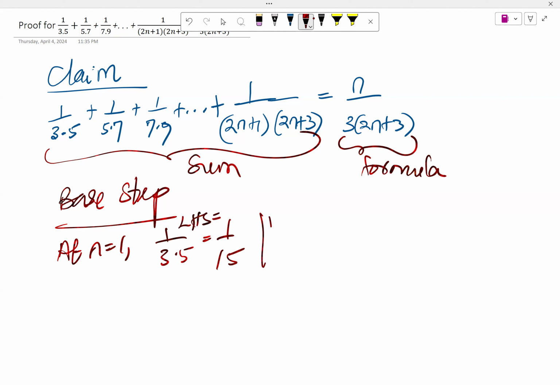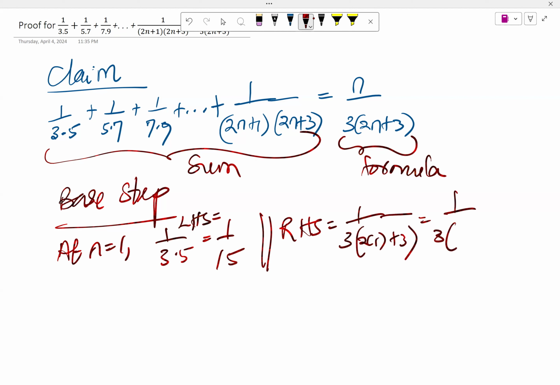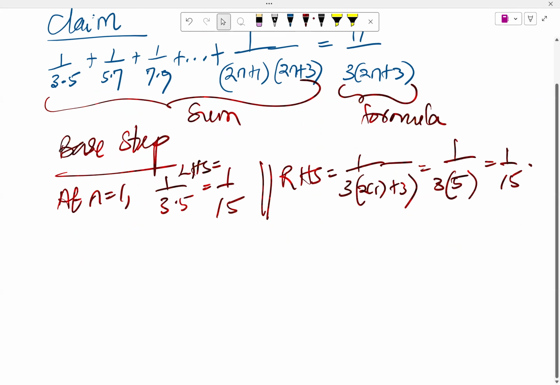On the right-hand side, n is 1, so you have 1 over 3 into 2 times 1 plus 3. That is 1 over 3 into 2 plus 3, which is 5. Again, this is 1 over 15. So that is settled. From here we can go on, but I like to take n equals 2 again, just to confirm what we are doing.